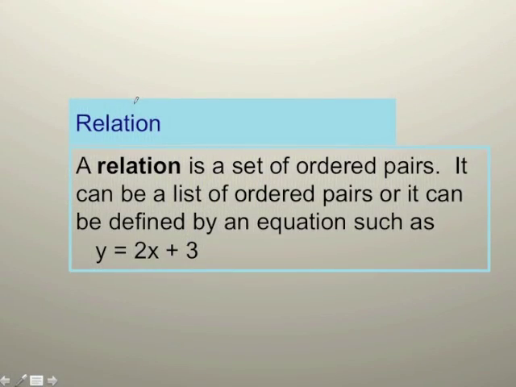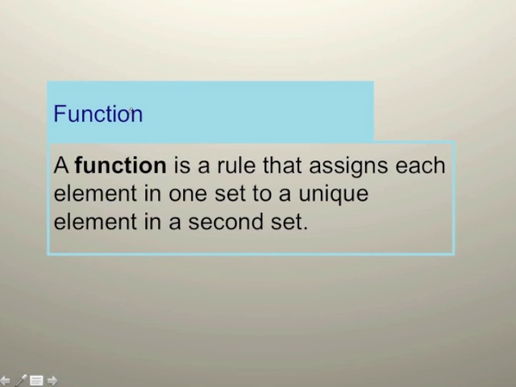We're going to start talking about functions, but first we're talking about relations. A relation is a set of ordered pairs. It can be a list of ordered pairs, or it can be defined as an equation, such as y equals 2x plus 3. A function is a rule that assigns one element in each set to a unique element in a second set. It is a special type of relation.